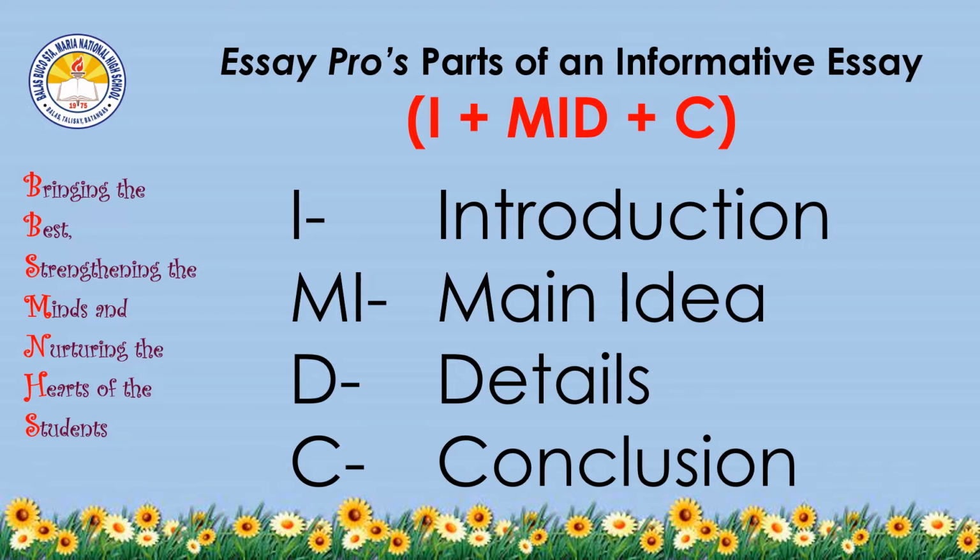Usually, an informative essay can be composed of three parts or three paragraphs. First paragraph for the introduction, second paragraph for the MID, for the main idea and for the details that support your main idea, and for the last paragraph, we have the conclusion.